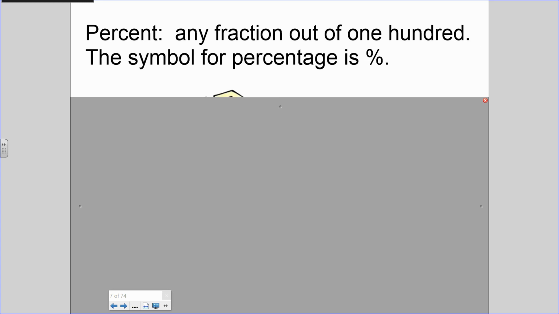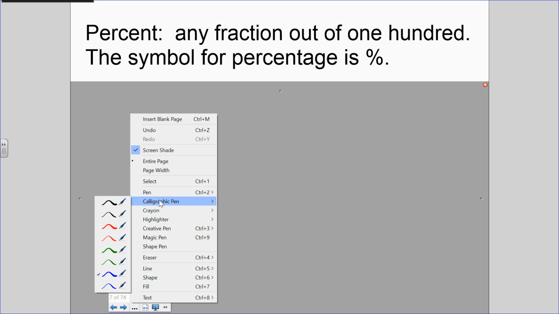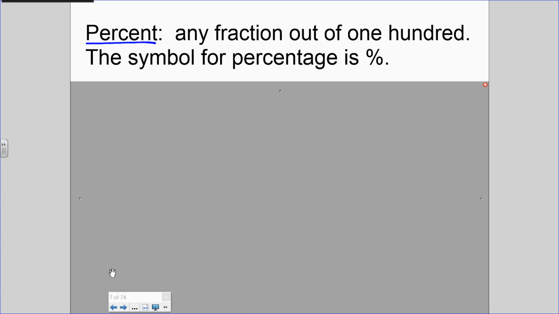Let's define a percent. I'm going to write this down. A percent is any fraction out of 100. Percentages is the title. So the first thing we're going to define is what a percent is. There's a lot of mystery to what percentages are.